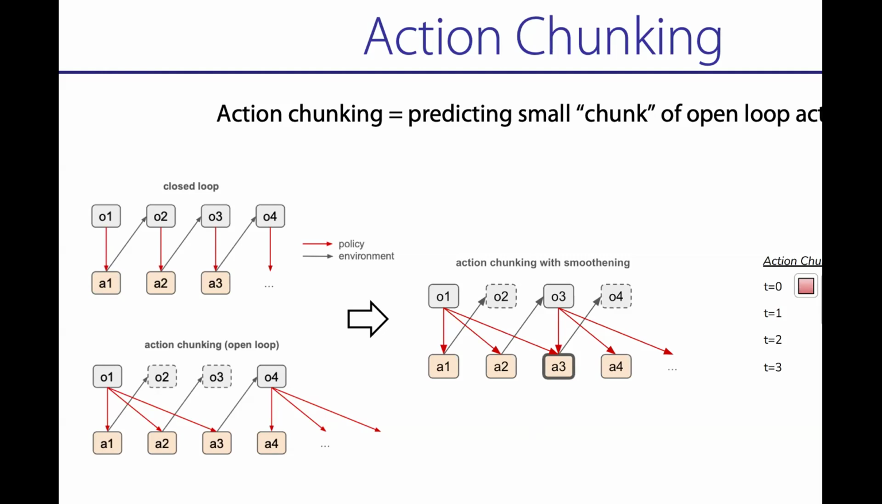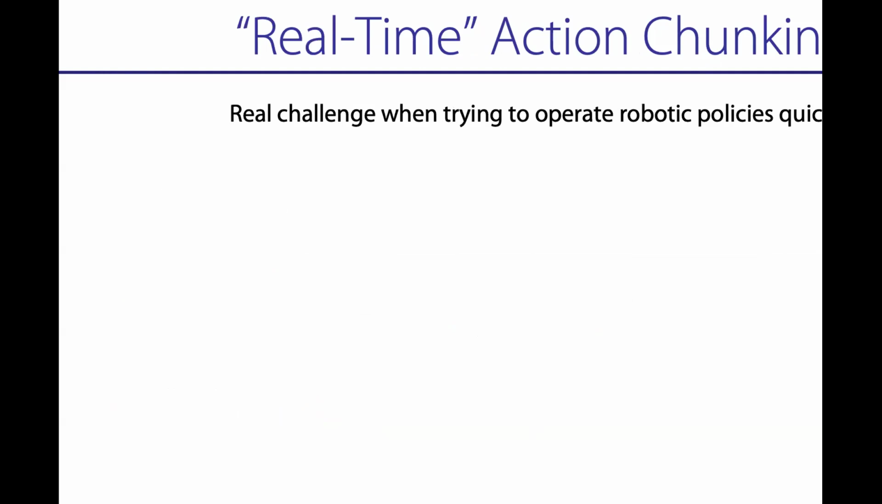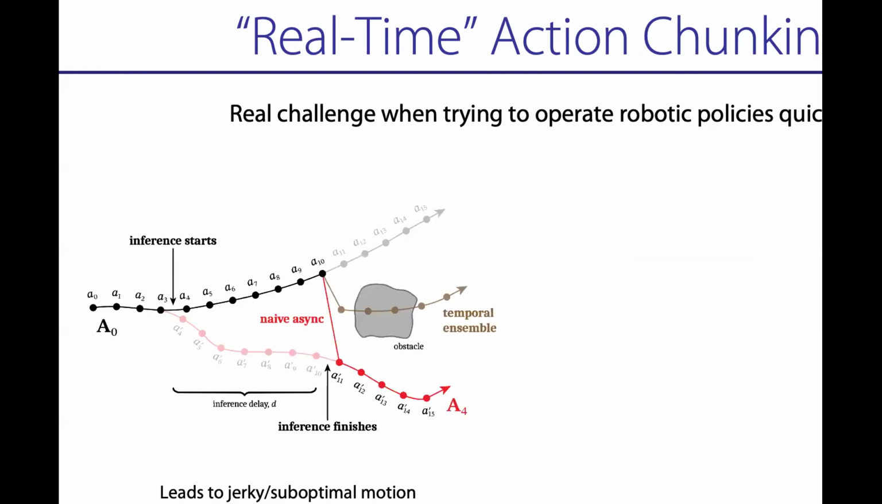Question? No. Cool. One challenge with action chunking, and really big robot policies in general, is doing it in real time, right? If you want to run a robot pretty fast and smoothly, you want to do it in real time. And there's the challenge of real-time action chunking. So here's one way to think about it.